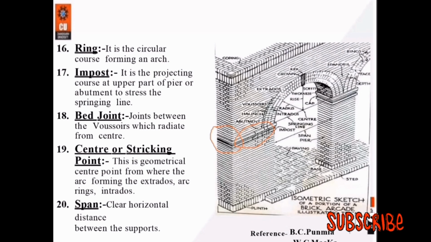Bed joint: joints between the voussoirs which radiate from the center. Bed joints are joints such that, if this is a circle, this is the center of the circle. From the center, we draw an arch. Then the direction of each unit will be towards this center.